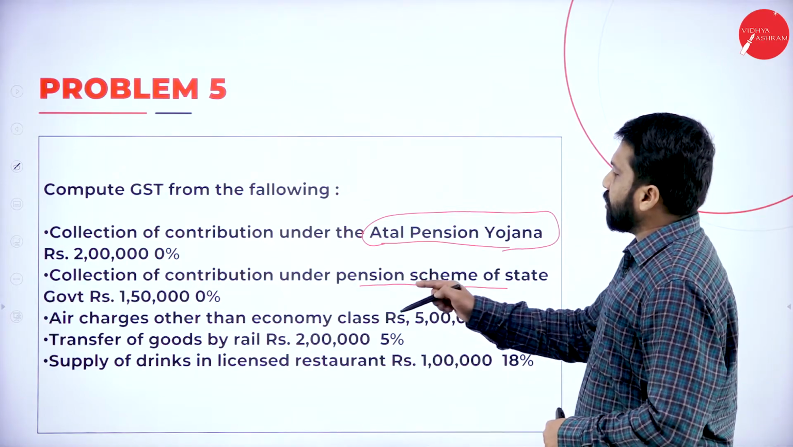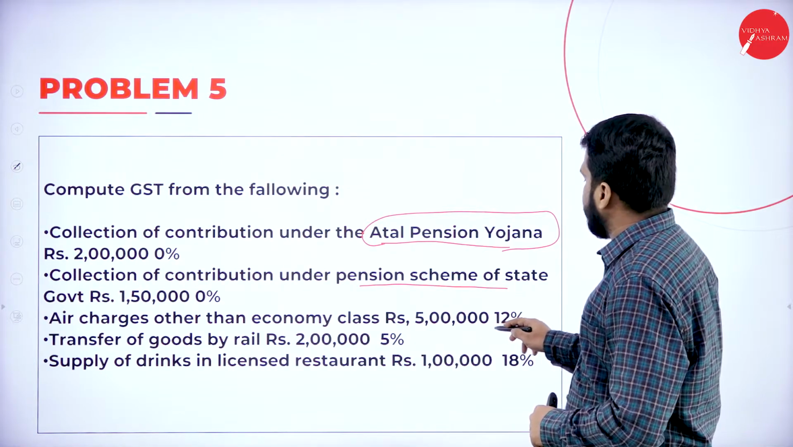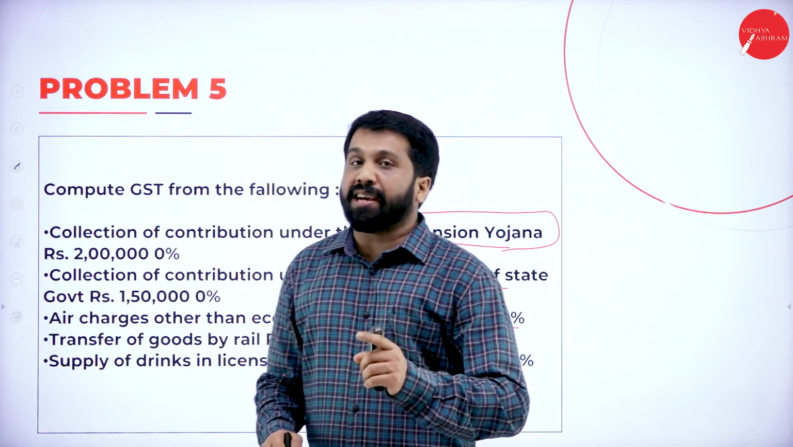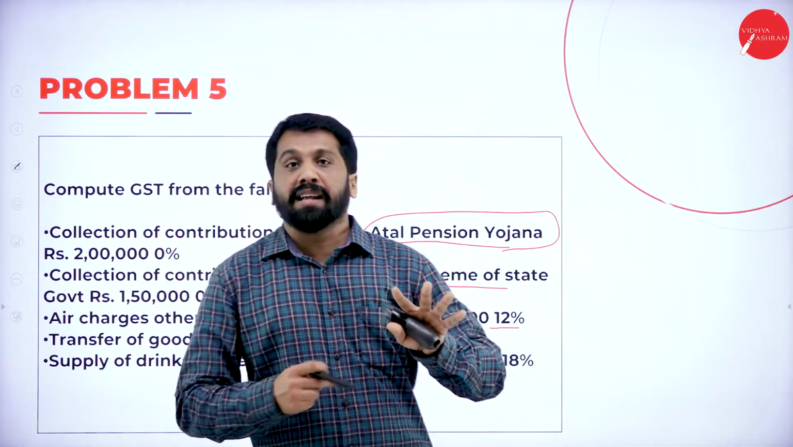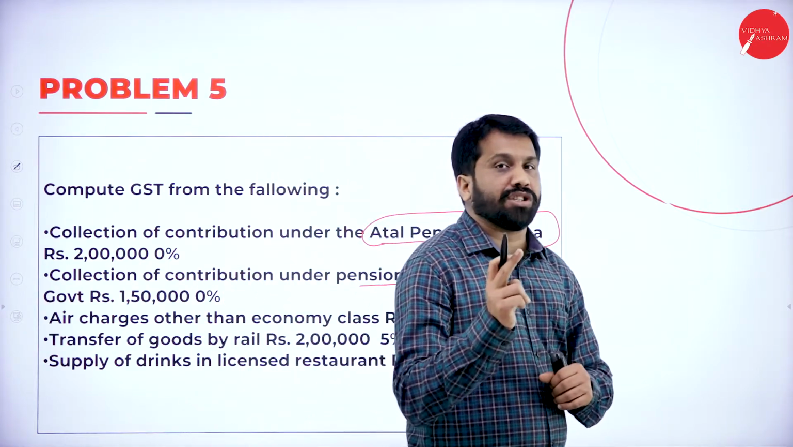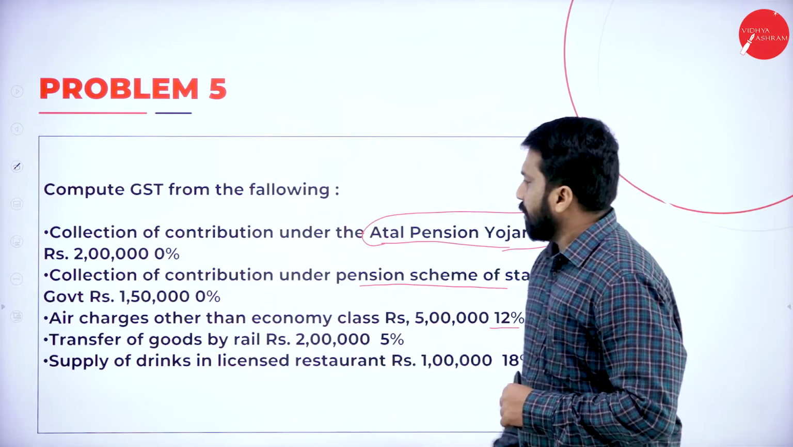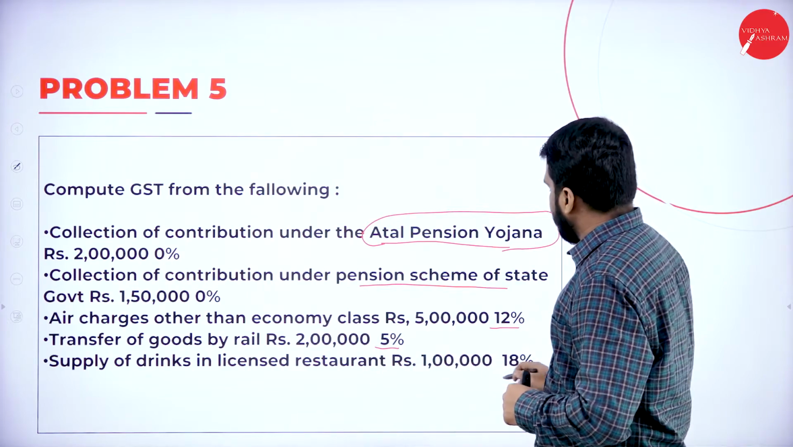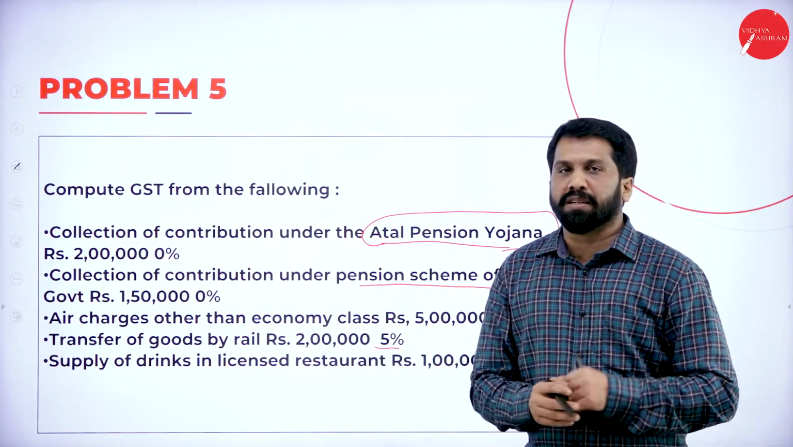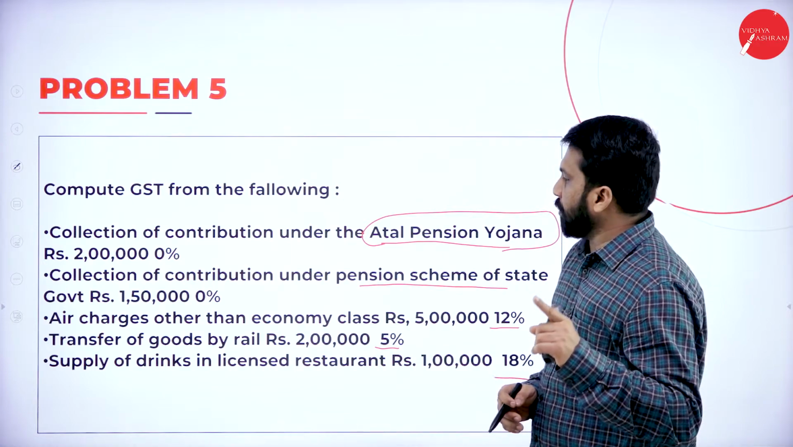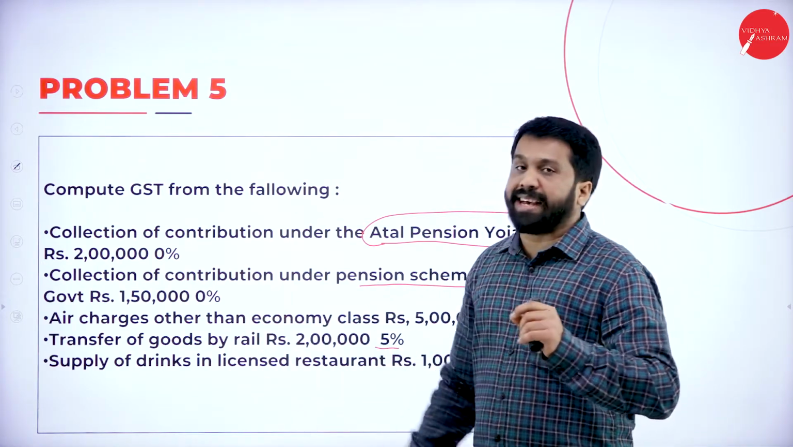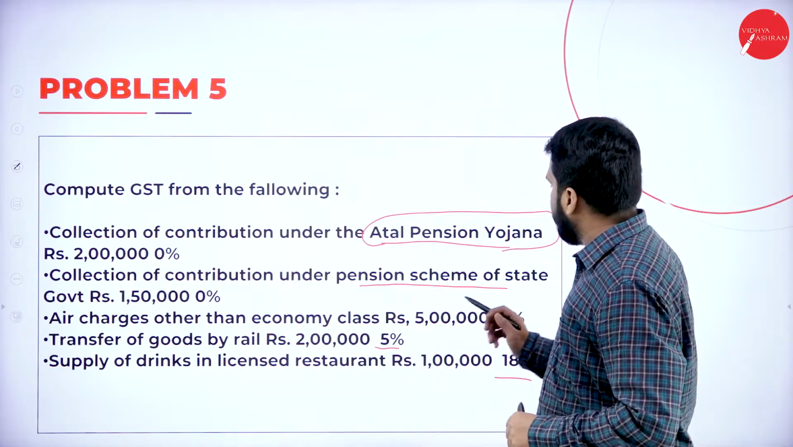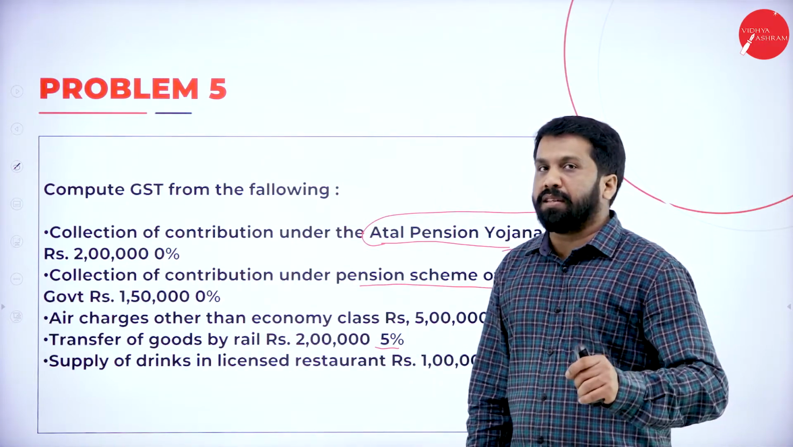Then, air charges other than economy class. See, in the previous problem, we did air charges, economy class, 5%. Other than economy class, it is 12%. Remember, transfer of goods by rail, it is 5%. Supply of drinks comes under 18%. Hope you are clear. And which one you have to remember? Air charges, economy class, 5%. Other than economy class, it is 12%. Hope you are clear. Yes.